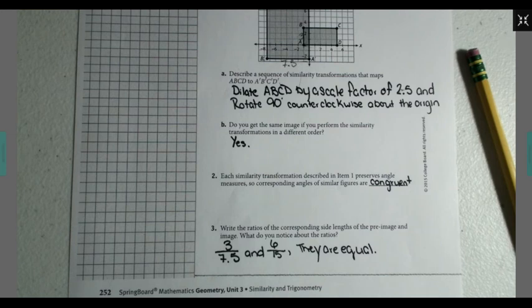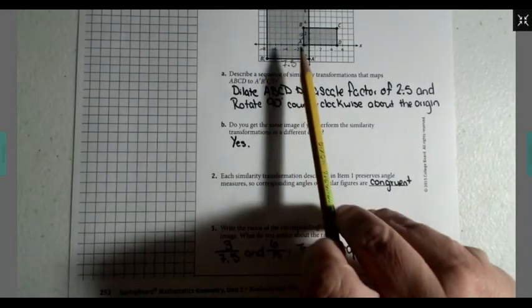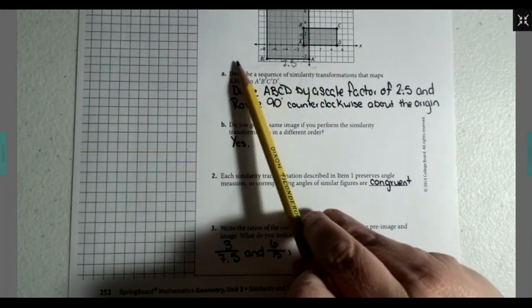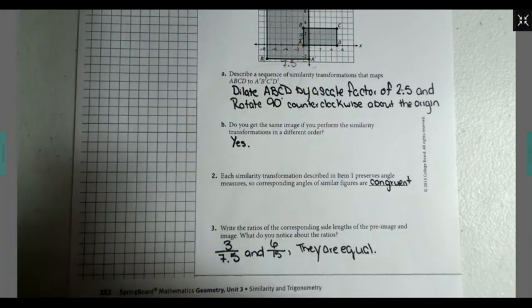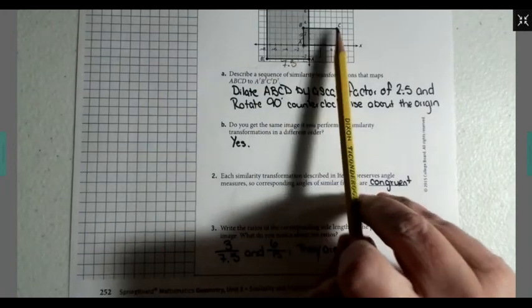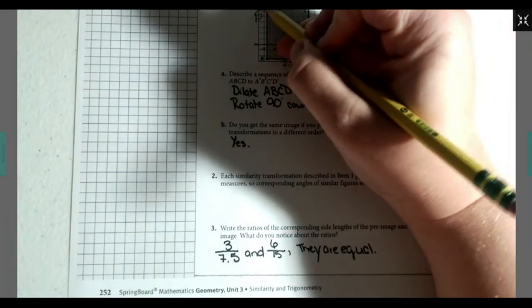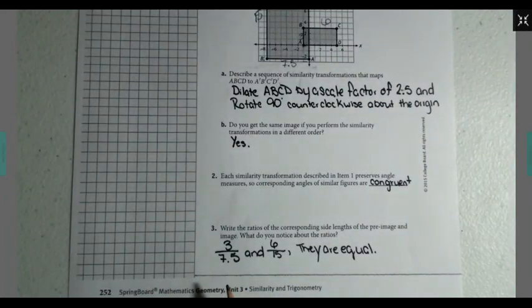Now, it says find the lengths of corresponding sides. Well, I kind of did this already. The length of this is 3. The length of A prime to B prime is 7.5. Likewise, the length of B to C is 6. The length of B prime to C prime is 15. Well, 3 over 7.5 and 6 over 15 are equivalent ratios. They equal the same amount. On to the next set of questions.